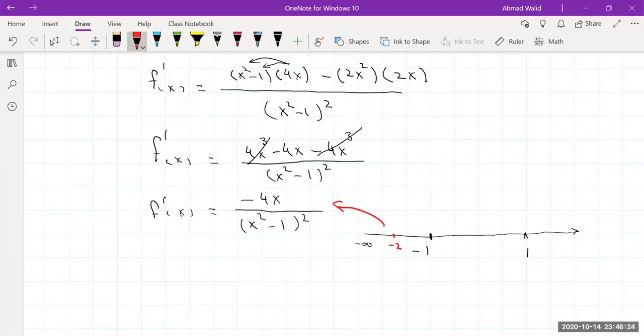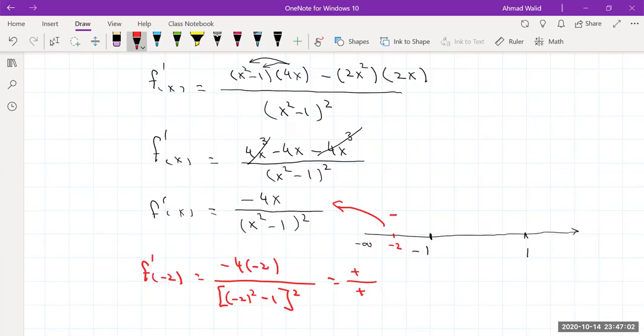To our f prime. Then f prime of negative 2 equals negative 4 times negative 2 over negative 2 squared minus 1 all squared. I don't care about numbers. I told you, we are analyzing the sign. Negative times negative gives me positive. Denominator, whatever is inside the bracket, when you square it, it is always positive, correct? It means in this region, the sign is positive.